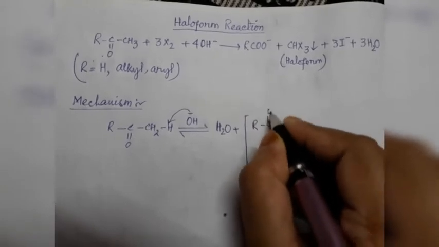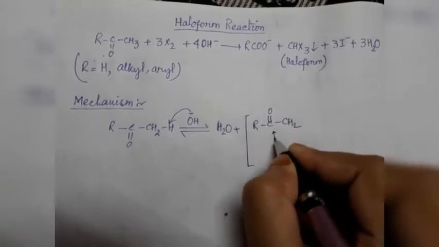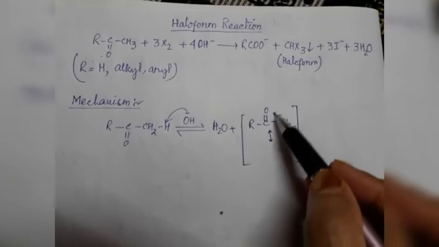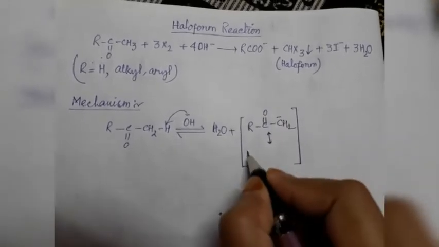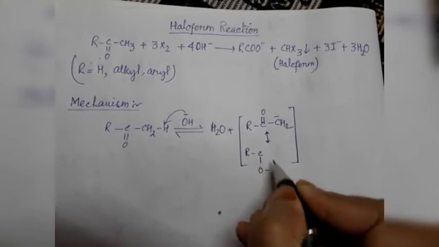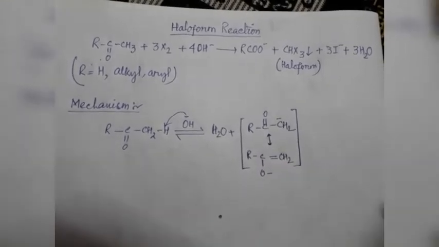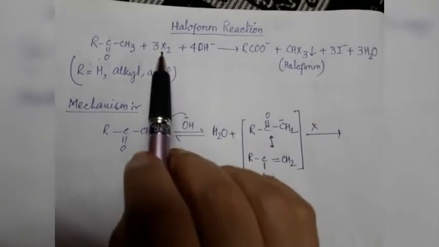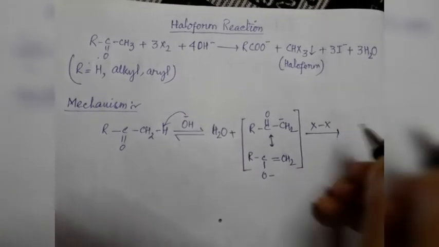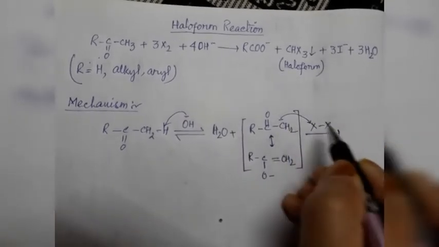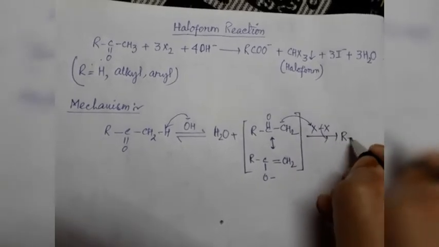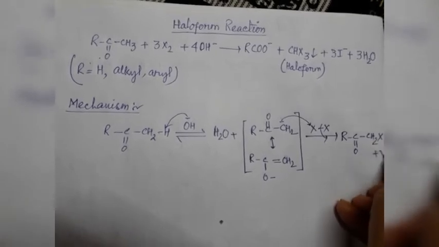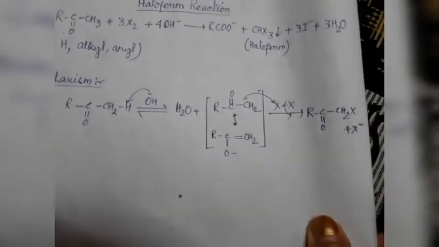RCOCH2 negative. It will have one resonating structure also because of delocalization of that negative charge, because of the presence of this carbonyl carbon, RCO negative CH2. So we know that a halogen molecule is present in the system, so we will write it like this, and this will attack that halogen molecule, and we will have RCOCH2X plus one halide ion liberated.